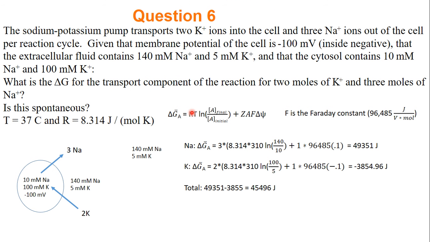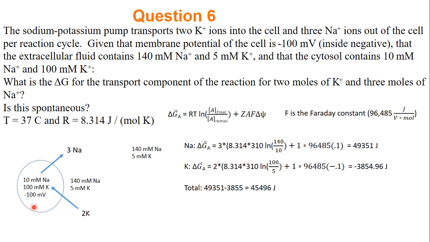So the sodium-potassium pump transports 2 potassium ions into the cell and 3 sodium ions out of the cell. If the membrane potential is -100, that is, the inside of the cell is -100 millivolts, the extracellular fluid has 140 millimolar sodium, 5 millimolar potassium, and the cytosol has 10 millimolar sodium, 100 millimolar potassium. What is the delta G for transport of 2 moles of K and 3 moles of sodium, and is this spontaneous? So for these problems, I always draw a picture.